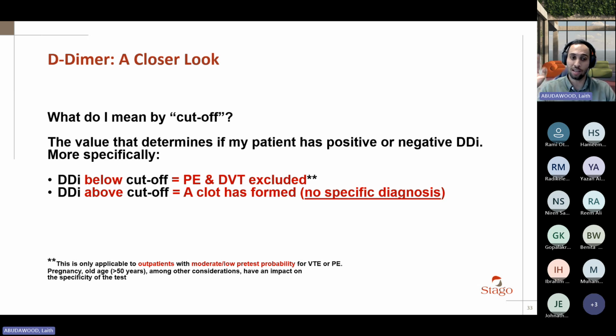If it's negative, it says there is no PE, there is no DVT. If D-dimer is negative, can I say you don't have a stroke? No, you cannot. Only PE and DVT. That's it.